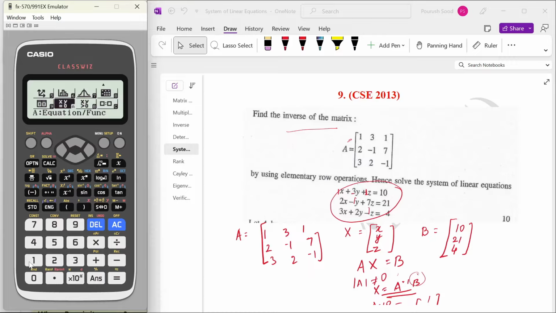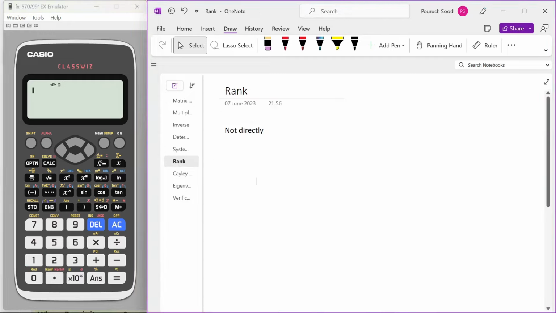Now let's go to rank of a matrix. So I'm going back to the normal mode for this. So the rank cannot be directly found using the calculator. If it was possible, then it would have been great, but it's not possible right now. So we can make our life slightly easier while calculating echelon form, because for finding out the rank, we need to find out the echelon form of the matrix, right?